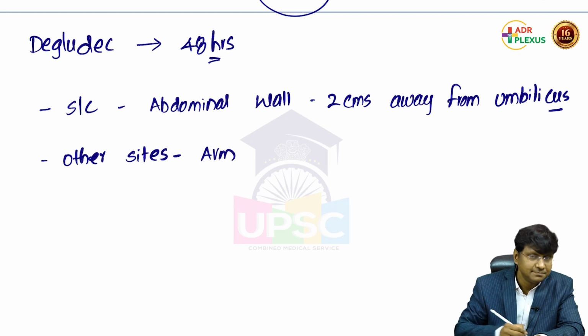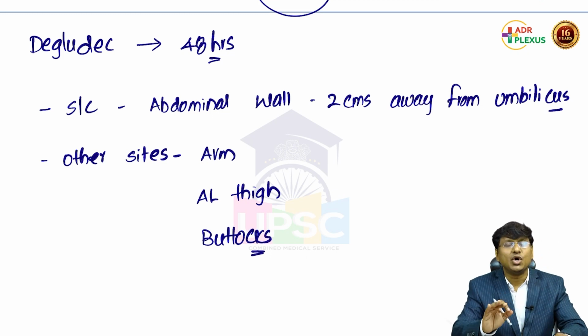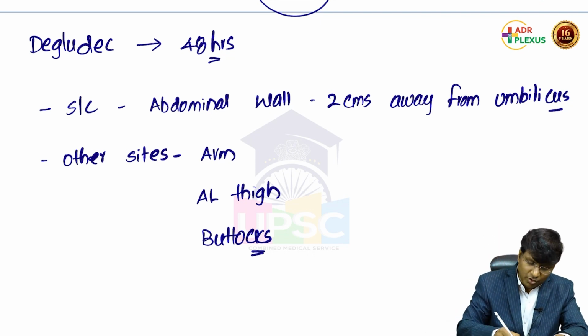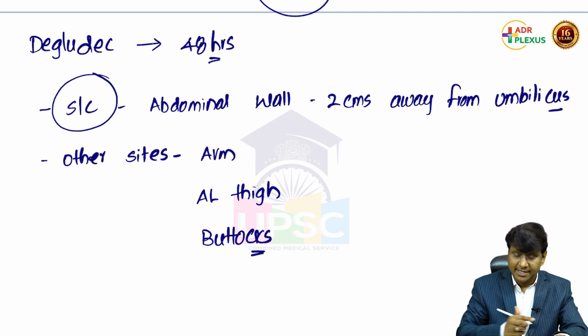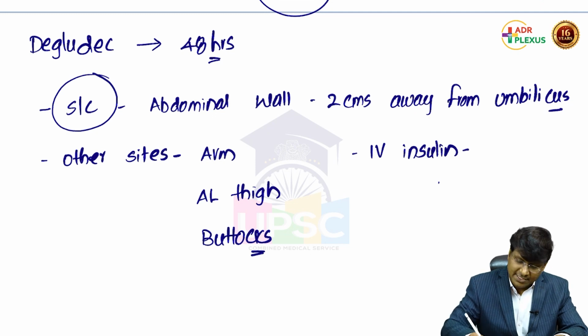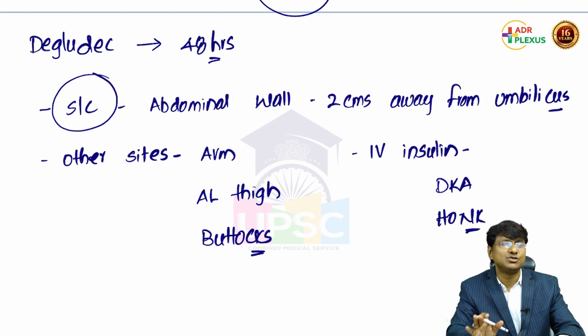Over the arm, over the anterolateral aspect of the thigh, over the buttocks. But please remember, the insulin should not be administered over the dorsum of the hand, because you don't have the subcutaneous fat there, right? So the route of administration will be subcutaneous. And we also give IV insulin, in complications like diabetic ketoacidosis and the hyperosmolar non-ketotic coma, where we give an intravenous insulin infusion.